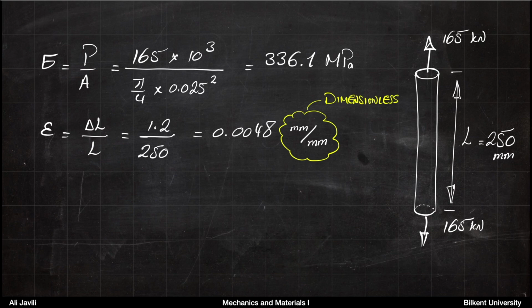So the first thing we want to do is to calculate normal stress and normal strain for this example. Normal stress is the normal force divided by area, and then again, area is the initial area. Normal force is 165 kilonewton, that's 165,000 Newton, and area is pi over 4 times d squared, and d is 25 millimeter, which is 0.025 in terms of meter. That gives us stress of 336 megapascal.